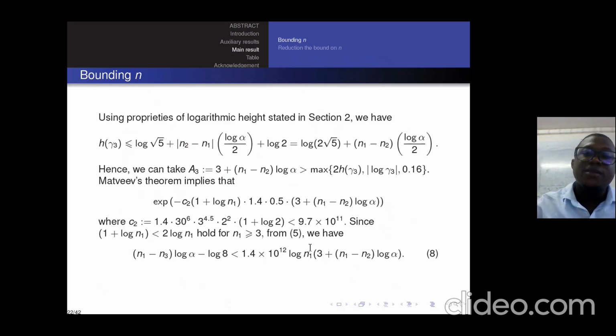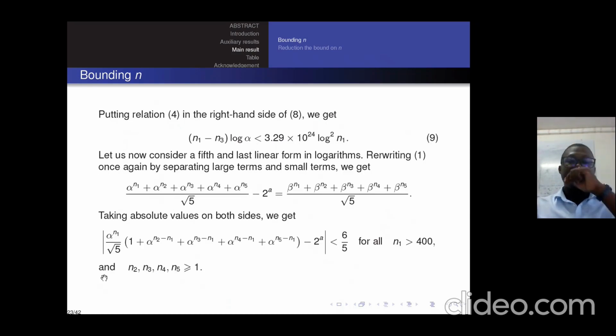Using the properties of logarithmic height stated in section 2, we will have that the logarithmic height of gamma 3 will be less than this inequality. Hence, we can take A3, equal to this according to the definition, and applying Matthew's theorem, we will get this expression, where we know that C2 is equal to this. And finally, from 5, we will get equation 8, which gives us the bound of n1 minus n3. Putting relation 4 in the right-hand side of equation 8, we will get expression 9.